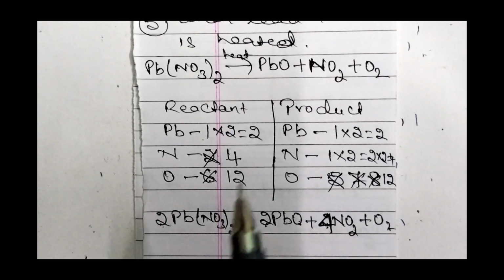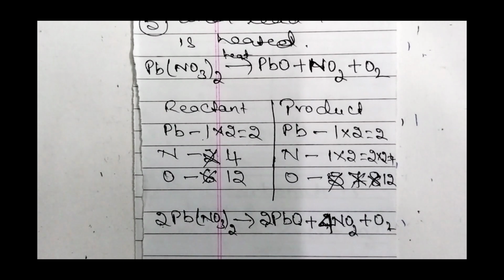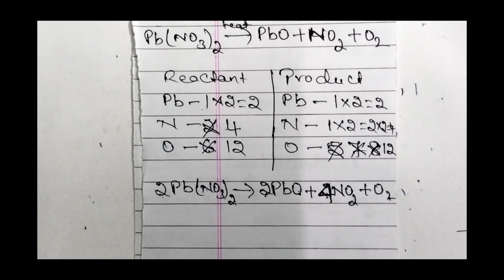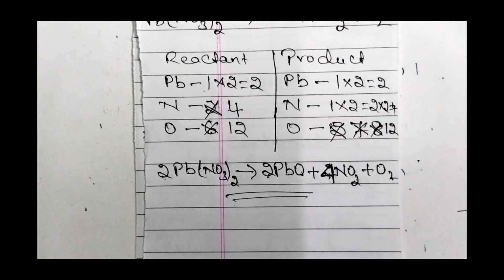So like this, now you see Pb is balanced, nitrogen is balanced, oxygen is also balanced. So all the three are balanced. Now this is a balanced chemical equation: 2Pb(NO3)2 gives rise to 2PbO plus 4NO2 plus O2. So this is a balanced chemical equation.